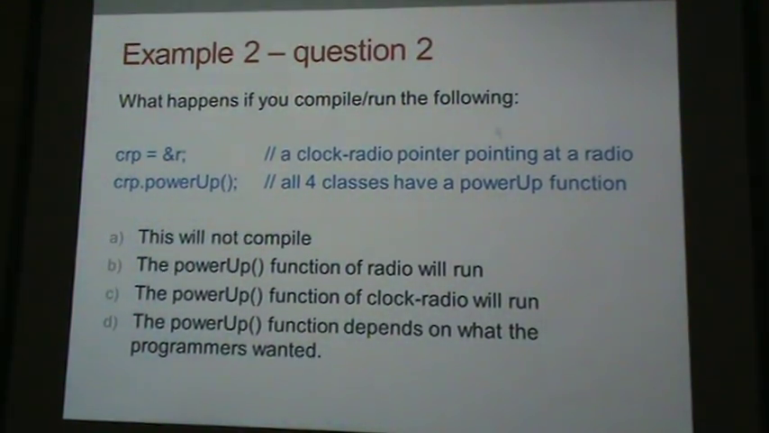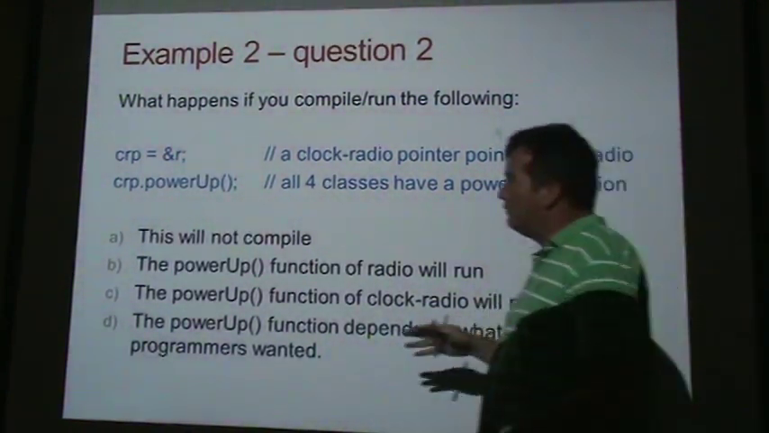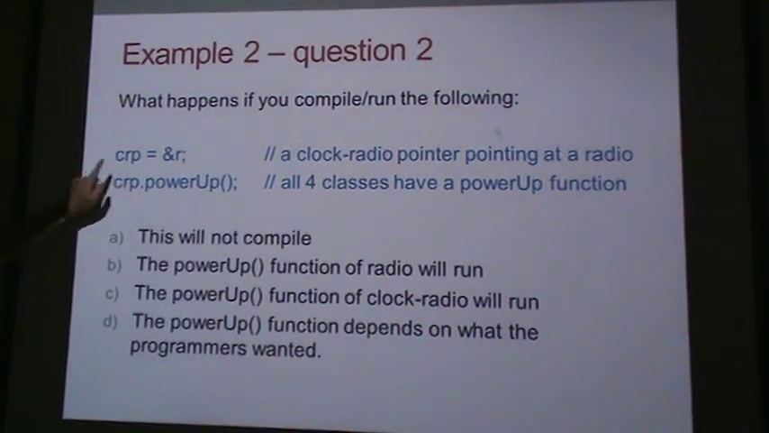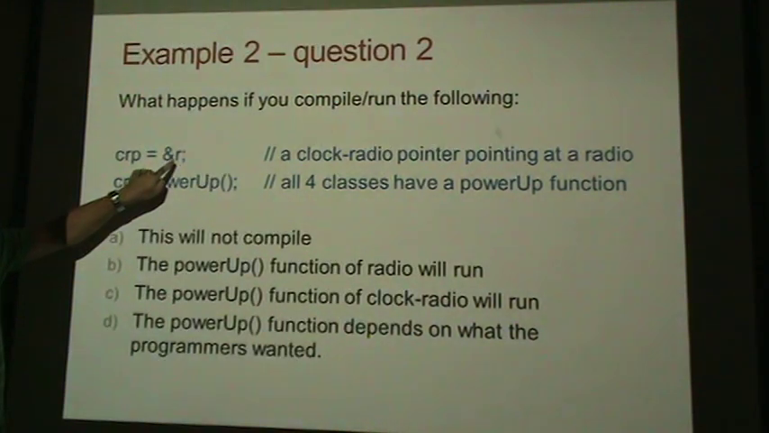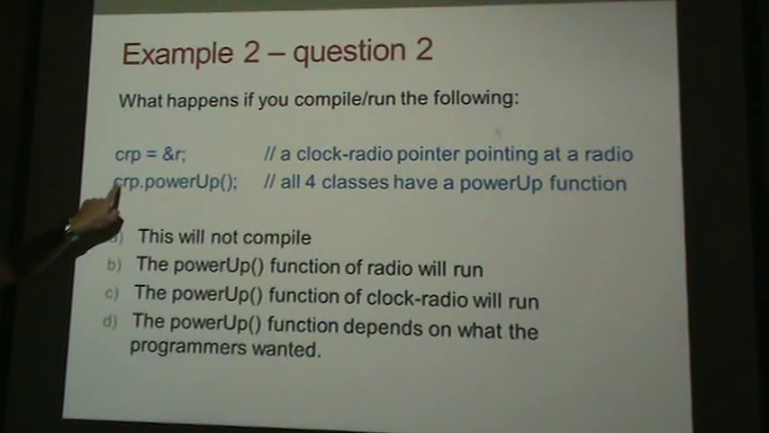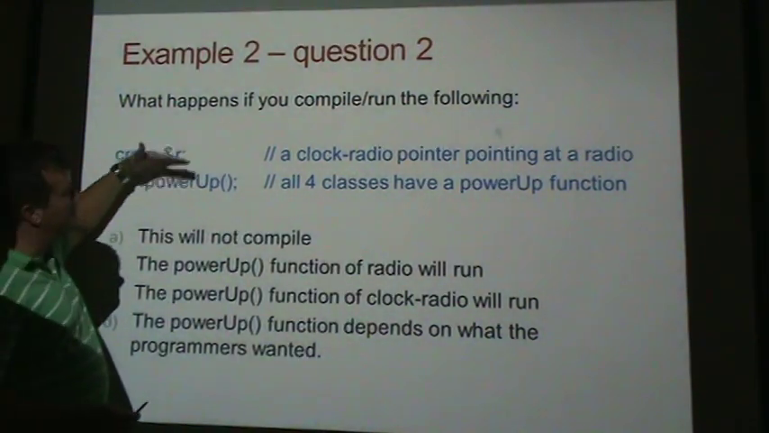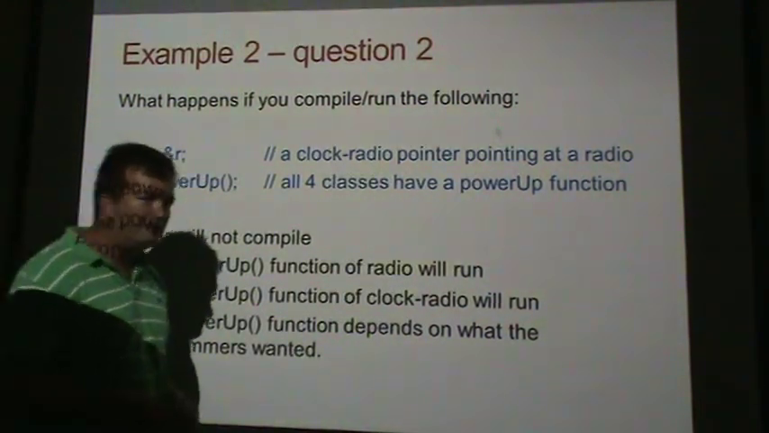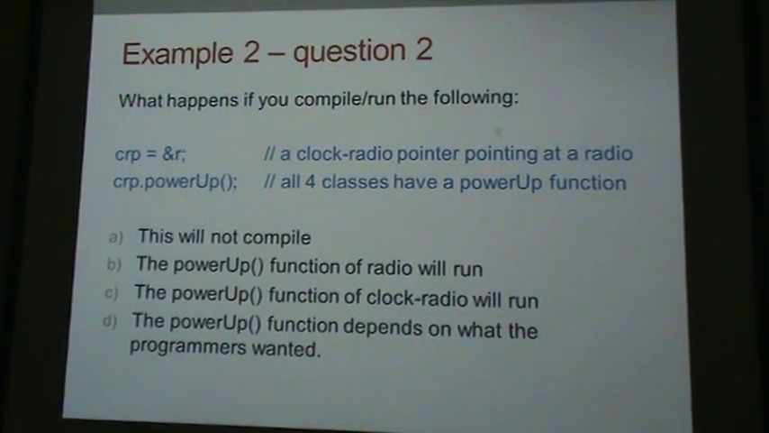So now let's say we had another example. We'll go through 3 or 4 examples and just have some thoughts in our head. So suppose we had it now the other way around. Suppose we had a clock radio pointer pointing at a radio. So now the type of the pointer is the most derived one, and it's pointing at something it derived from. And then we used the clock radio pointer to call power up. And again, all the classes have a power up. What would happen in this case? In the last case, the pointer was of the type that's high in the class hierarchy, pointing at something low in the hierarchy. Now something low in the hierarchy is pointing at something higher. Would you allow this to happen? And why or why not?